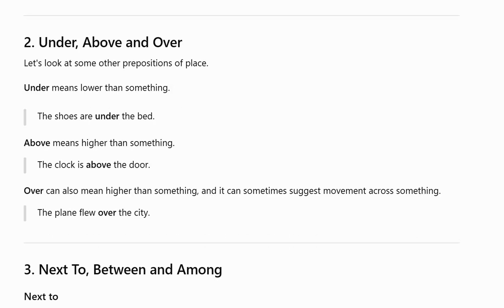Under, above, and over. Let's look at some other prepositions of place. Under means lower than something. The shoes are under the bed. Above means higher than something. The clock is above the door. Over can also mean higher than something, and it can sometimes suggest movement across something. The plane flew over the city.